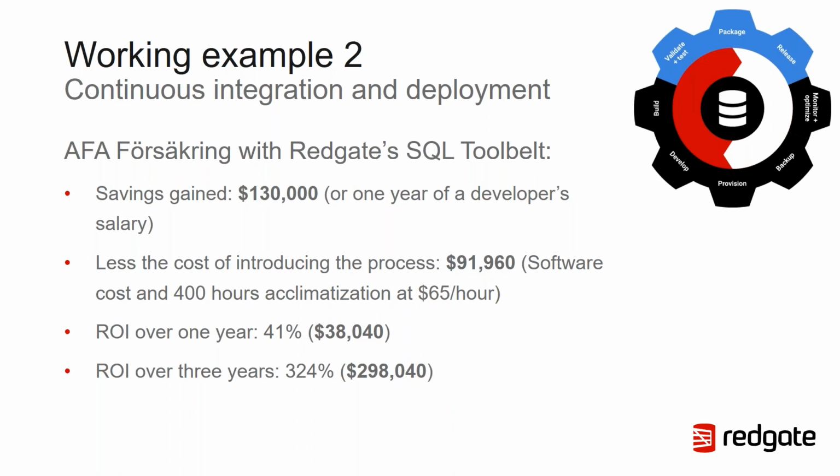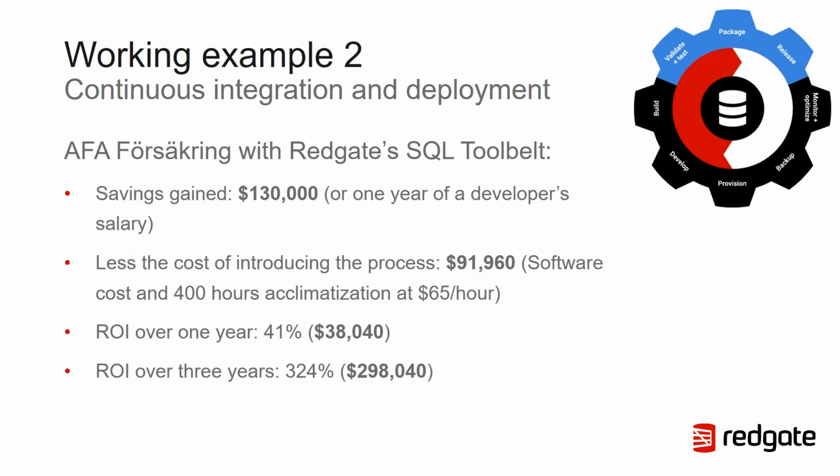Now, the SQL Toolbelt contains a whole bunch of different tools to improve the efficiency and productivity of your development teams, but it also has the components that allow you to plug your database into your existing source control system, your continuous integration system, and your automated deployment tooling. And so you can reap all of those automated benefits that you gain from automation for the database too. And so here again, if we look at the savings, $130,000 or 1 year of a developer's salary, in this case was the gain.